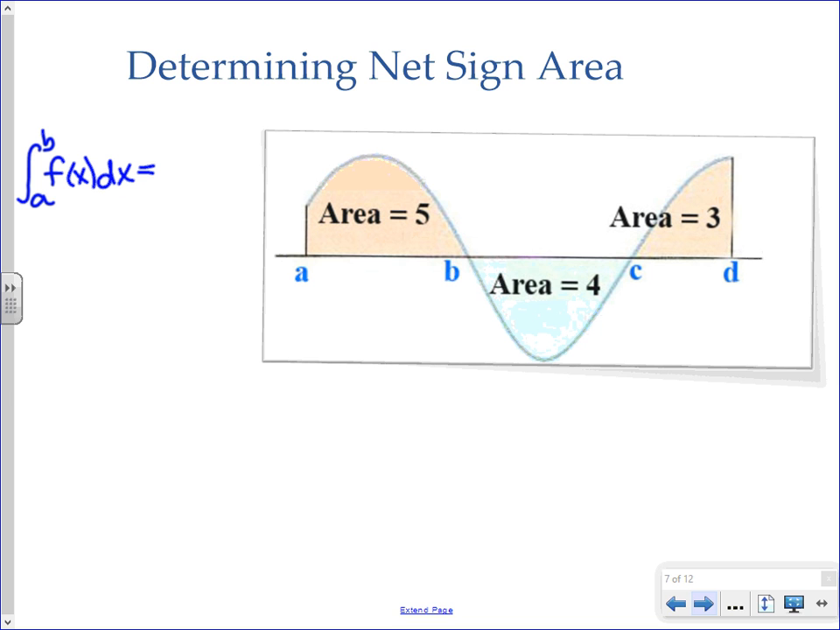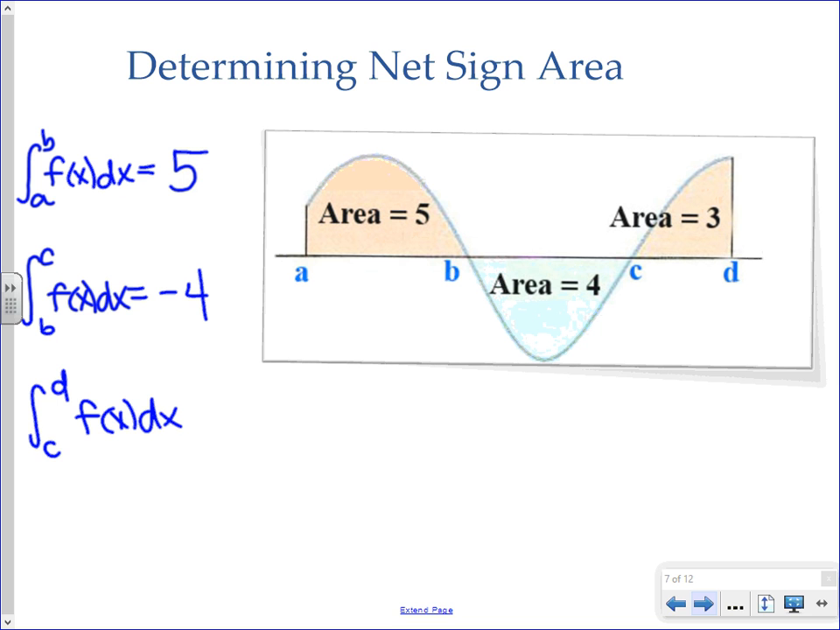Jake, what's the integral from A to B of f of x? Is it just a 5? It's just a 5. Logan, the integral from B to C of f of x dx? Negative 4. That would be negative 4. Good. The integral from C to D of f of x dx would be what, Jennifer? 3. What's A to B? 5. Plus 3 minus 4.